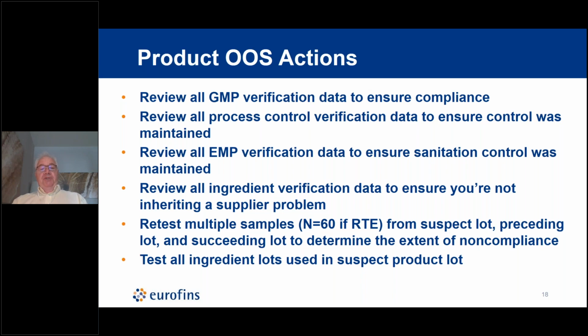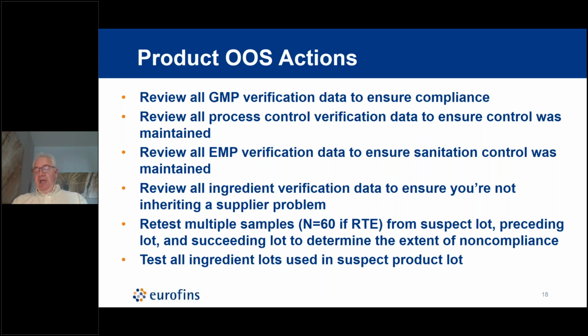So you need to look at all the other data to try and help narrow down where your failure point is. So again, look at all your GMP verification data to make sure that you're in compliance there. Look at all your process control data, look at all your environmental data, look at all your ingredient verification data. Where companies have problems with product testing is a lack of verification data that demonstrates that all of these processes are under control or perhaps out of control.